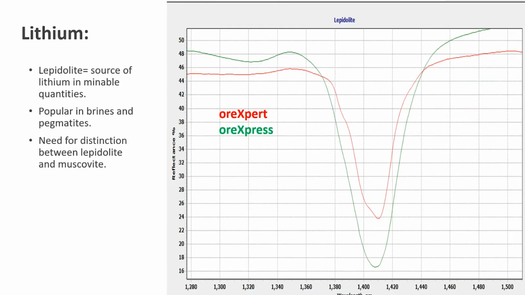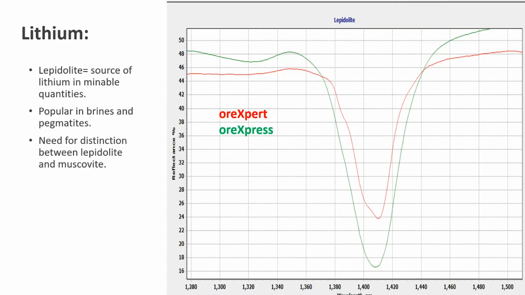Another critical resource is lithium. Lithium has become one of the most sought after elements in modern exploration, driven by demand for batteries and renewable energy technologies. One important lithium-bearing mineral is lepidolite, which can occur in mineable quantities. We often see lithium sourced both from brines and from hard rock pegmatites, with lepidolite being especially significant in the pegmatite setting. That makes being able to identify it quickly and accurately in the field very important.